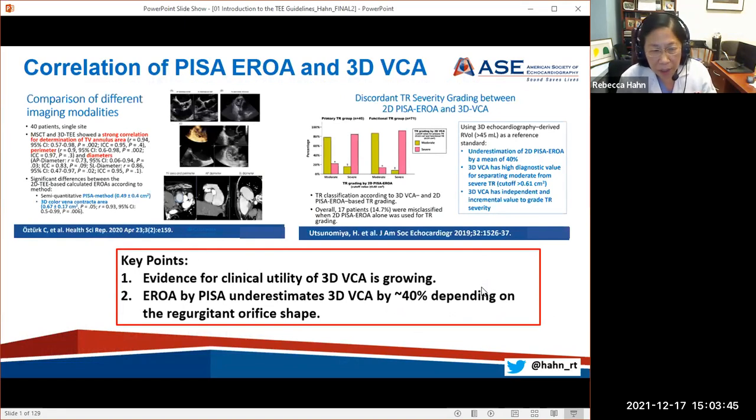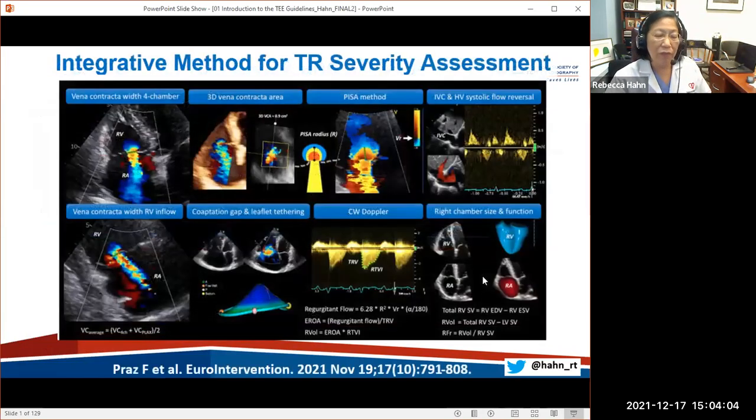So the data for 3D VCA are numerous. I'm just showing you two studies that have correlated it to PISA, and it correlates quite well, but clearly EROA by PISA underestimates 3D vena contracta area by 40%, depending on the regurgitant orifice shape. So again, if it's circular, they may actually correlate pretty well, but once you start to get elliptical or star-shaped, then the correlation goes down with PISA underestimating the true severity of the disease.